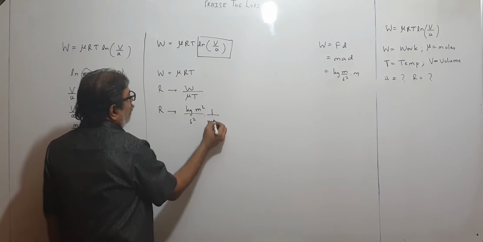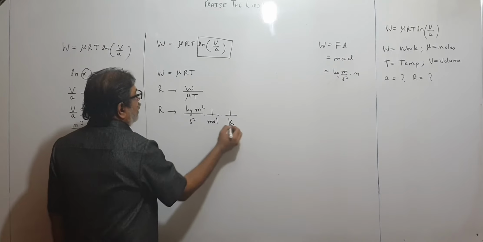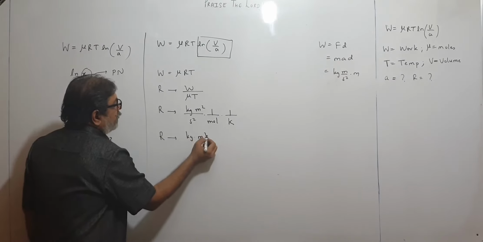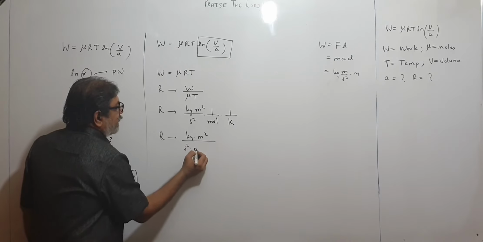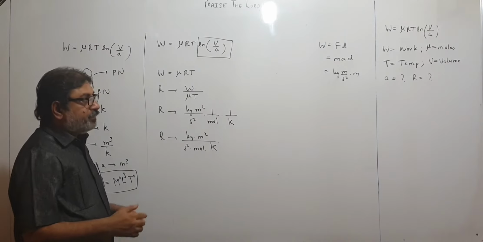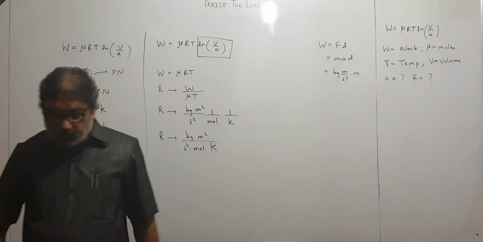M means mole and temperature means Kelvin. So R has got unit kg meter square upon second square, mole and Kelvin. This is the unit of R. Please pause and copy children.